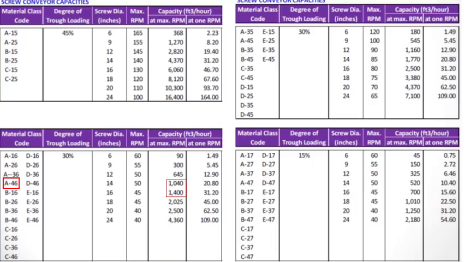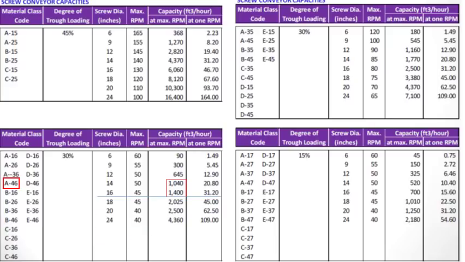From here, we have two values for the capacity. It's either 1040 or 1400. Because we have something between them, we're not going to use the minimum value, we are going to go to the upper value. So we have 1140, so we are going to use the 1400 cubic feet per hour. From there, we can find all the values required.